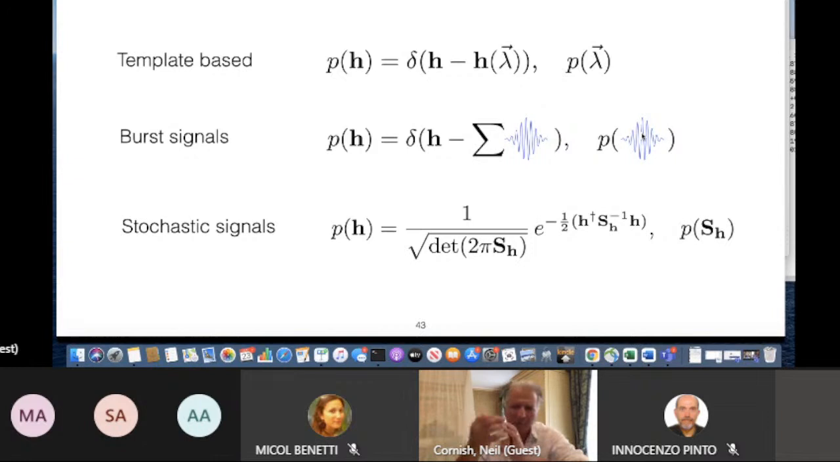And then for a stochastic signal, it's going to be just a Gaussian, uncorrelated process, well, correlated with some kind of a spectrum here. And what we're trying to infer in that case is what is the power spectrum of that stochastic signal. So we search for all of these kinds of signals, and these are all the priors that we use in the analyses.